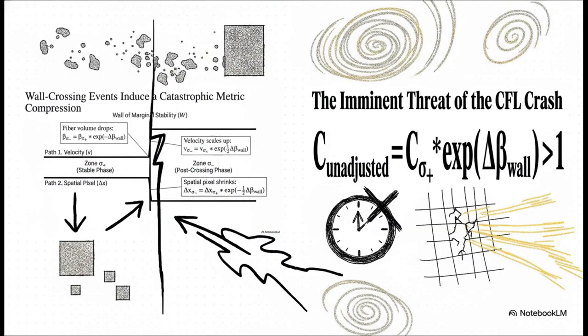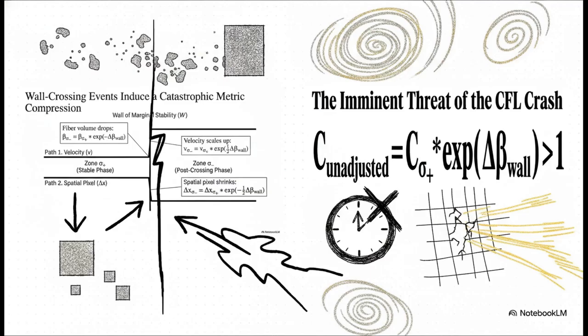So how does this hyper-adaptive grid respond to intense dynamic events? And this brilliantly illustrates the crisis of a wall-crossing phase transition. On the left side of the breakdown, as the system crosses a wall of marginal stability, bound states begin to decay. This triggers a sudden, abrupt step function drop in the fiber volume. This massive volumetric contraction forcefully shrinks the spatial pixels and intensely scales up the wave velocity.